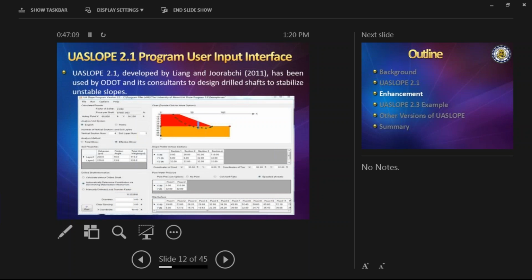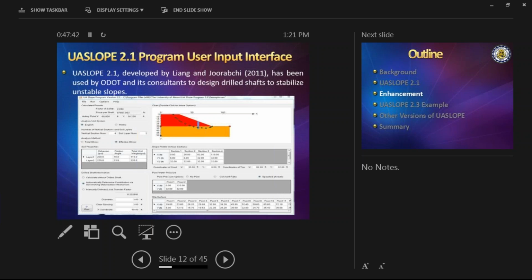So now, with the computational algorithm I just demonstrated earlier, using the method of slices with the load transfer factor eta incorporated in the slice immediately below the drill shaft, we can write a computer program. UASLOPE 2.1 is a program that has been used by Ohio DOT and some of the ODOT consultants.